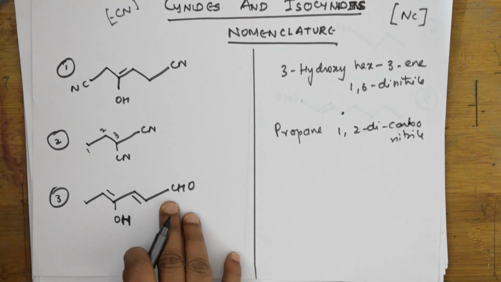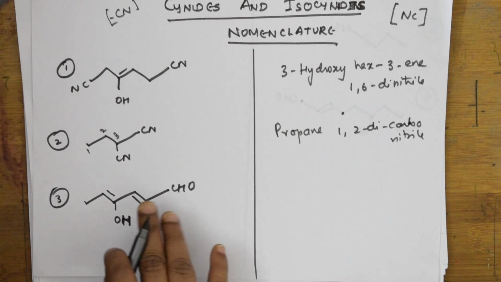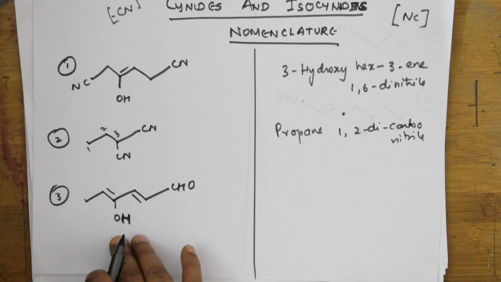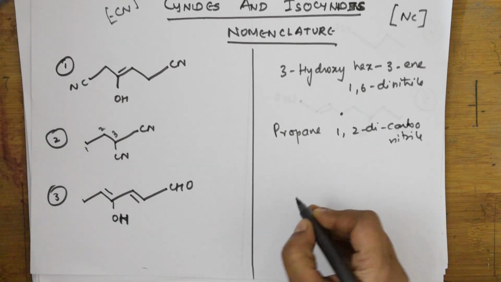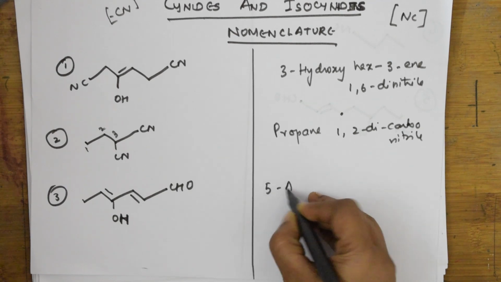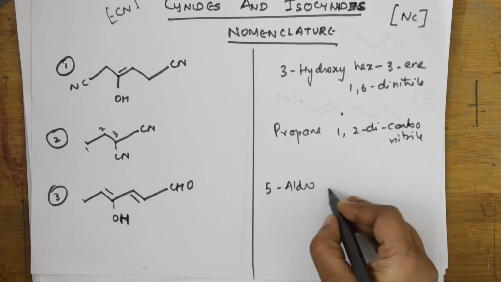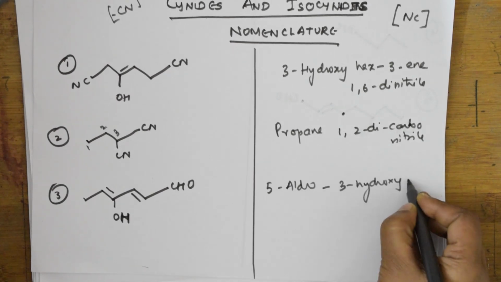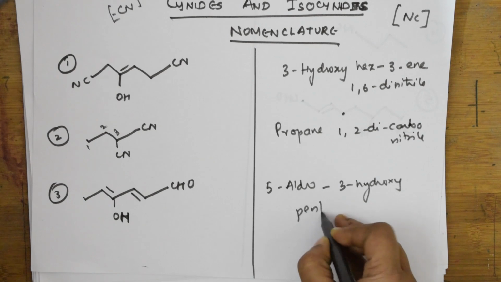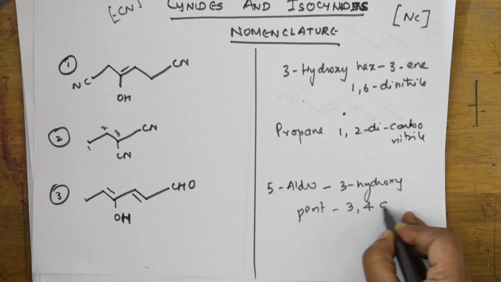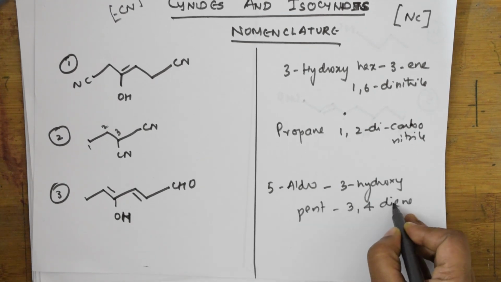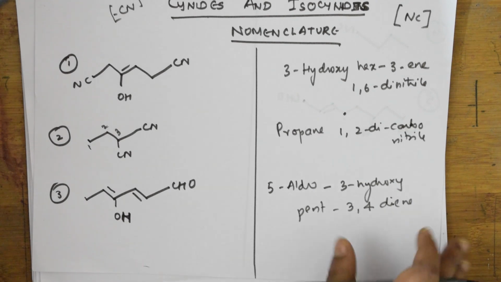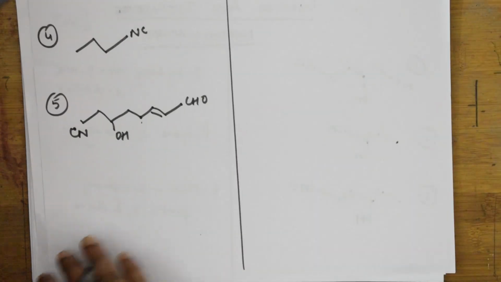Let us see this. Here you have an aldehyde, here you have an alkene, here you have an alcohol. So according to the order of preference, we name it as 5-aldo, 3-hydroxy, pent-3,4-diene. Diene. Right.